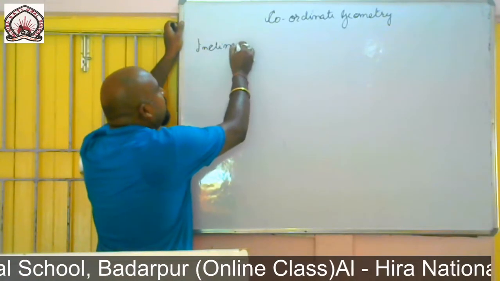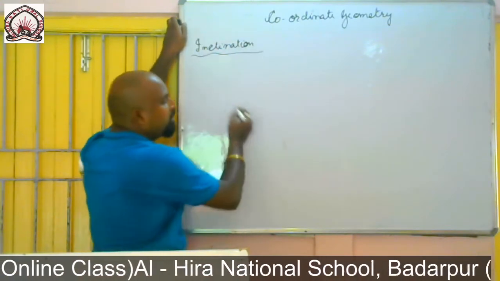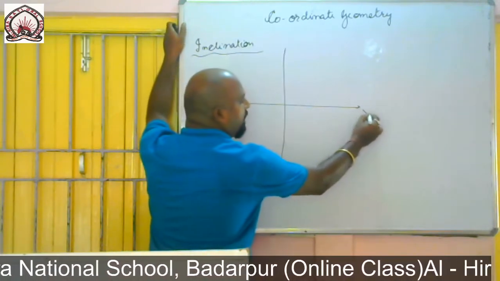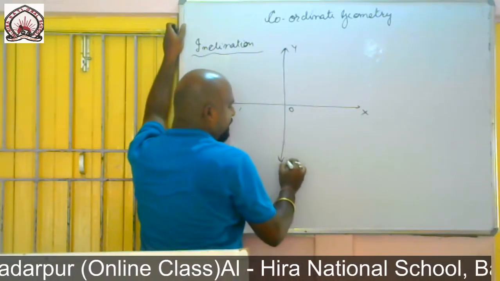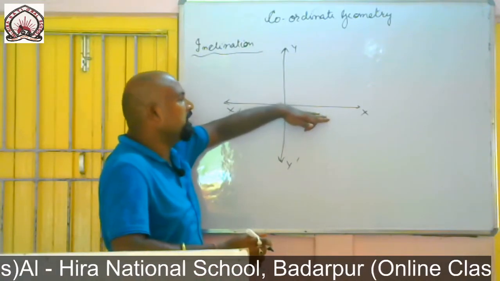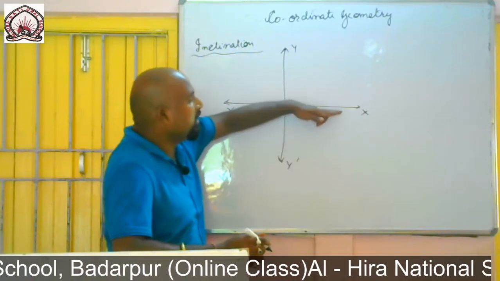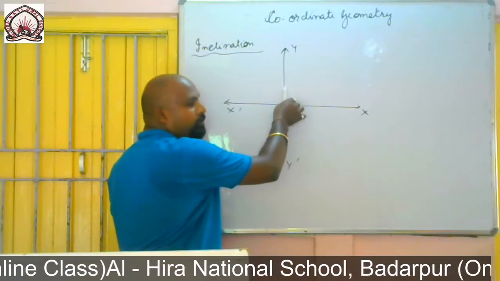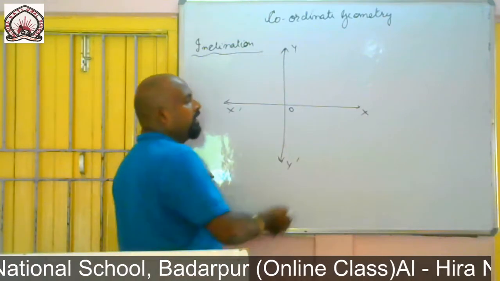Inclination. Now let us consider this line x o x dash, and this one is y o y dash. This is the horizontal line, this is the vertical line, and they intersect each other at the point O. The line x o x dash is called the x axis and this one is known as the y axis.